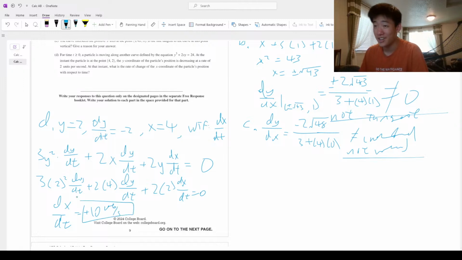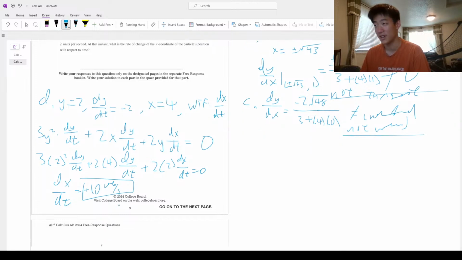That may or may not be correct. I think it is though. I think it is correct because this is 12, right? This is 12 plus 8. Move that over here. That's negative 20. And then dy over dt is negative 2, so that's positive 40. Positive 40 divided by 4 is 10. Let's move on.